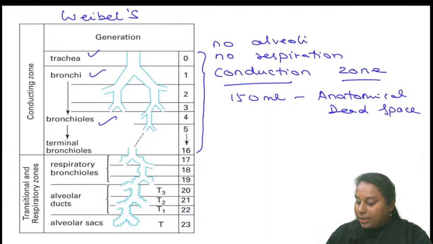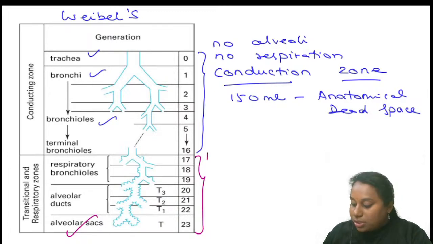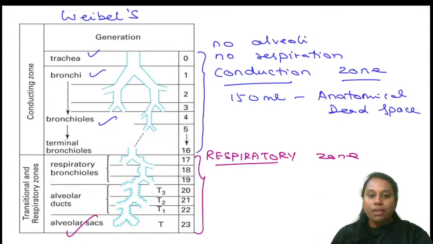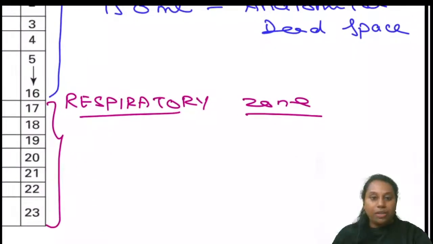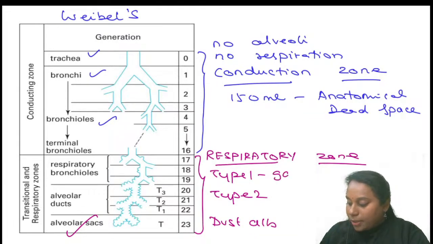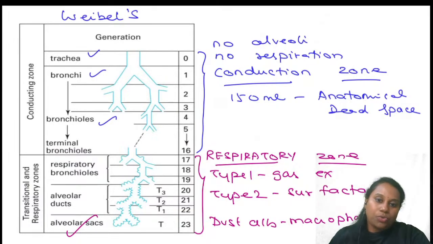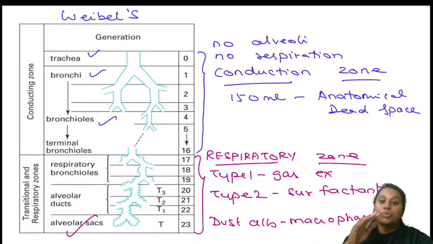Deep inside, 17 to 23, where you have the alveoli, actual gas exchange takes place here only. Respiration takes place from 17 to 23 only. So this zone becomes the respiratory zone. This respiratory zone is made up of different types of cells: type 1 pneumocyte, type 2 pneumocyte and dust cells. Type 1 pneumocytes help in gas exchange. Type 2 pneumocytes produce surfactant, and dust cells are the macrophages. They help in immunity. This is about the respiratory zone. So type 1 and type 2 pneumocytes are present in the respiratory zone.